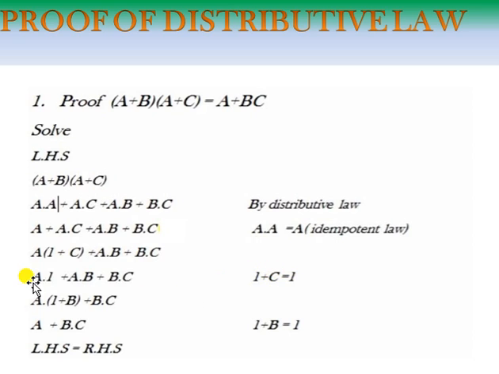Now again we take A as common: A(1 plus B). As we know, 1 plus B equals 1. So A plus BC is left. This is the right hand side. So we can prove the distributive law.